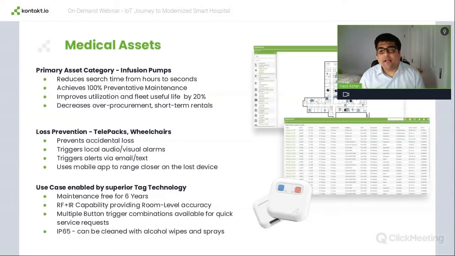We are IP65, they're ultrasonically sealed, so they can be cleaned with alcohol wipes, bleaches, sprays, and it wouldn't affect the electronics.